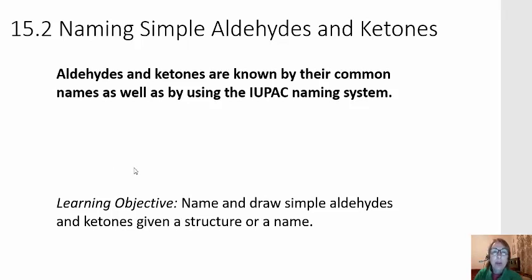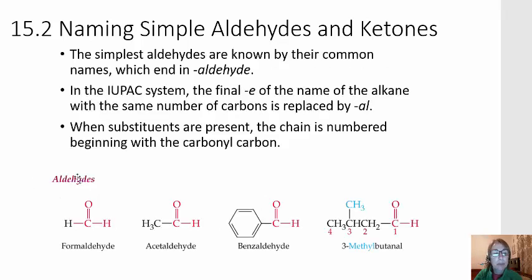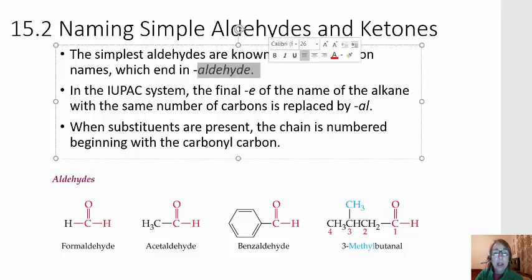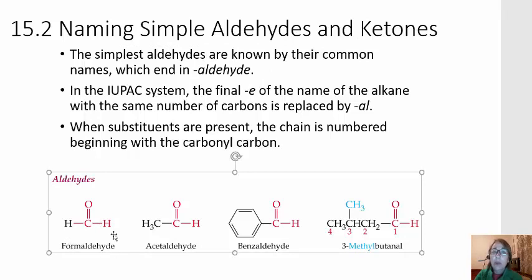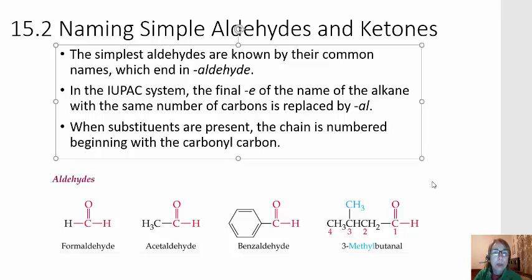And like many organic compounds we've already seen, there are some common names as well as IUPAC rules for naming it. The simplest aldehydes usually are called by their common names, which end in aldehyde. So here are some common aldehydes. Formaldehyde has one carbon, acetaldehyde has two carbons, benzaldehyde has the benzene ring bonded to the aldehyde functional group, that carbonyl carbon with a hydrogen.